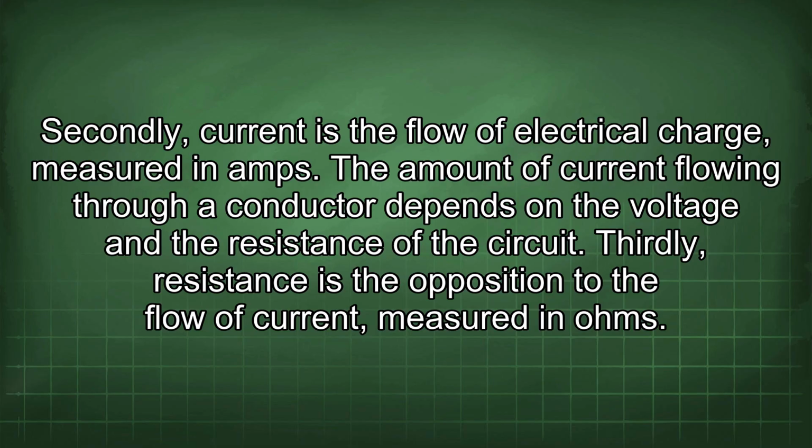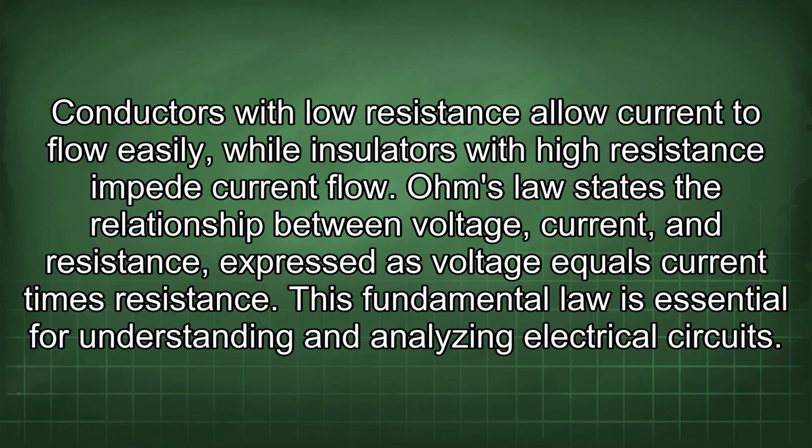Secondly, current is the flow of electrical charge measured in amps. The amount of current flowing through a conductor depends on the voltage and the resistance of the circuit. Thirdly, resistance is the opposition to the flow of current measured in ohms. Conductors with low resistance allow current to flow easily, while insulators with high resistance impede current flow.